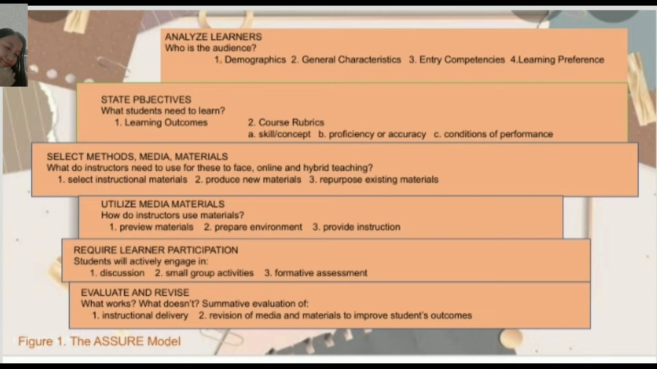Lastly is evaluate and revise. What works? What doesn't? Summative evaluation of the following. Number 1 is the instructional delivery. 2, revision of media and materials to improve students' outcomes. As you can see in figure 1, this is the Assure model. Assure model is a guide of the teachers. In the next slide, I will be explaining to you more about the Assure model.